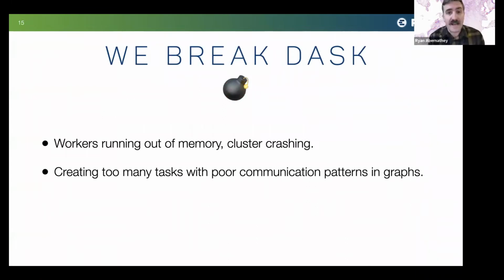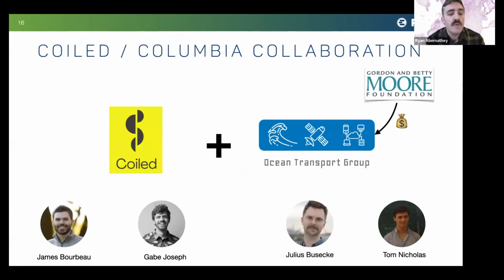However, we tend to break Dask. Our workloads can really challenge Dask. We often have workers that run out of memory, clusters crashing, creating too many tasks. We often end up creating these task graphs with millions of tasks and poor communication patterns. And so some of these challenges that we were facing are what motivated us to pursue a more direct collaboration with the engineers at Coiled. And that's what we're going to talk about for the rest of the talk, and hand it over to James on the next slide. I just want to explain how this collaboration came about.